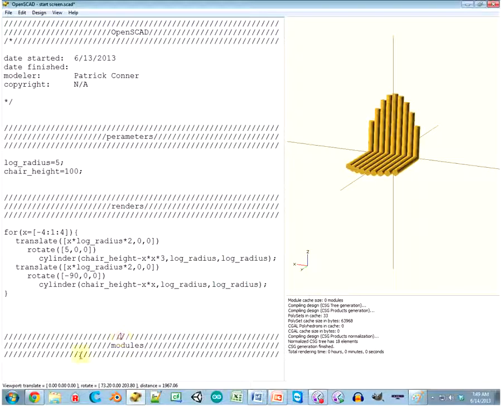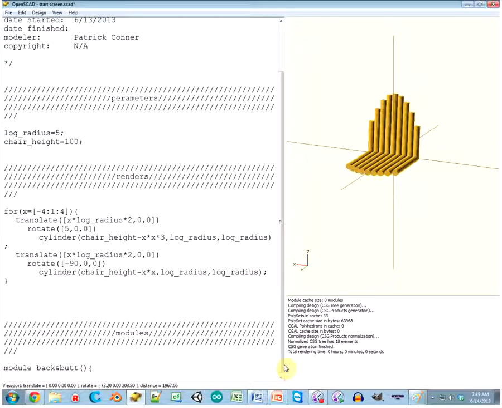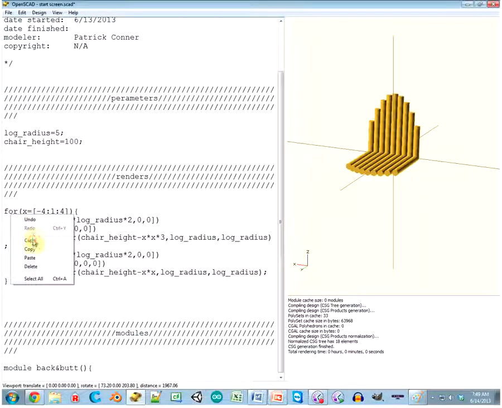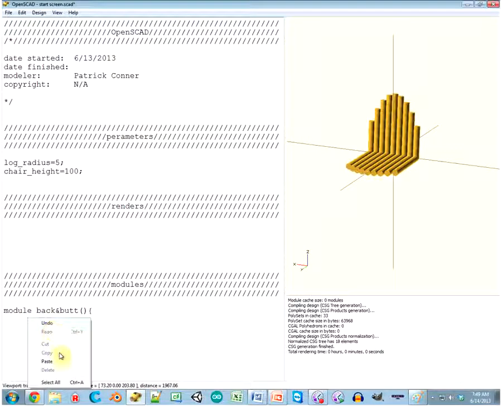Let's make that a module. Where's my cursor? Oh, it's all the way up there. Okay. Module back and butt. I don't know what I was supposed to call it. And then just cut, and then paste.